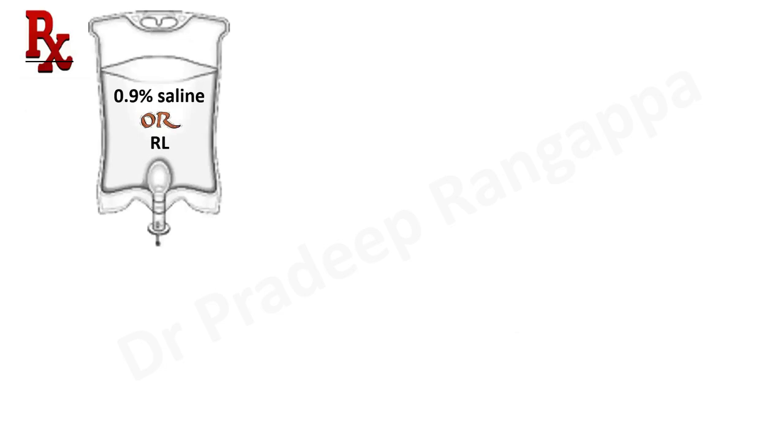So the main treatment, like in HHS, the mainstay of treatment for DKA, as I said: there will be high sugar, there will be acidosis, there will be ketones, and there will be dehydration.